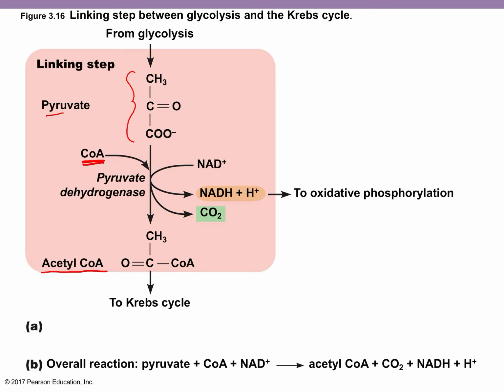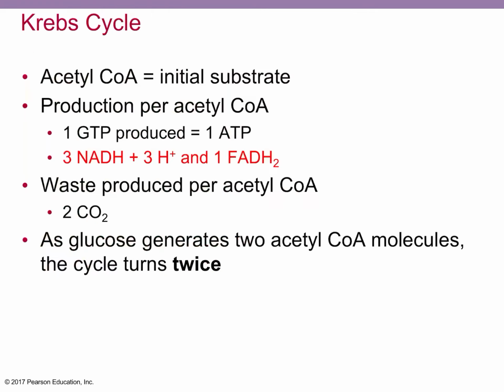This is our enzyme that helps to catalyze this reaction. In the process, we are losing a carbon to carbon dioxide. This is one of the waste products of cellular respiration. And then we are also creating another electron carrier molecule so that we can bring it to that last electron transport chain for oxidative phosphorylation. So acetyl coenzyme A is the molecule that enters into the Krebs cycle.